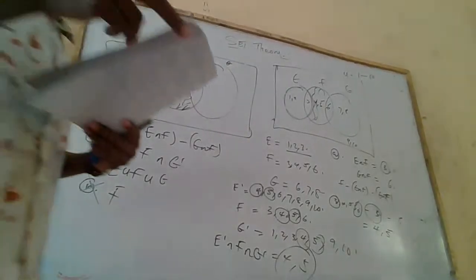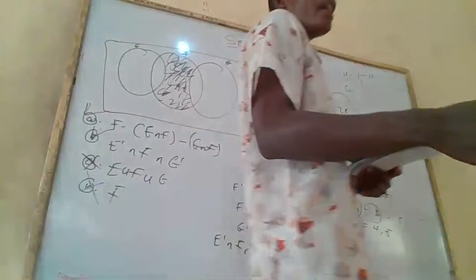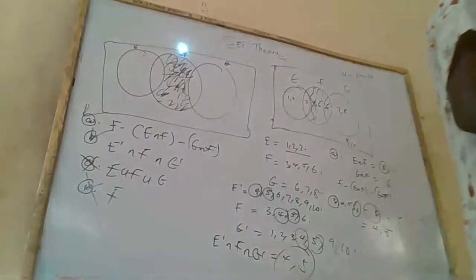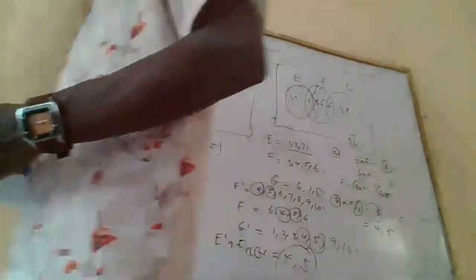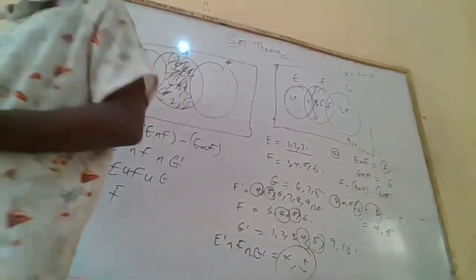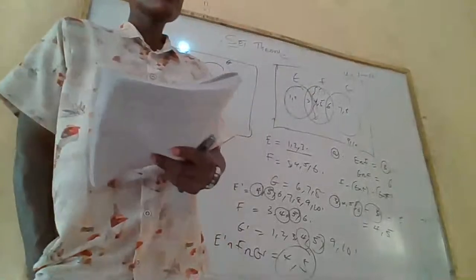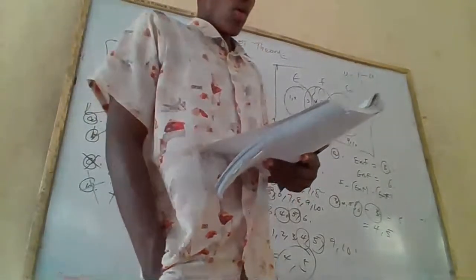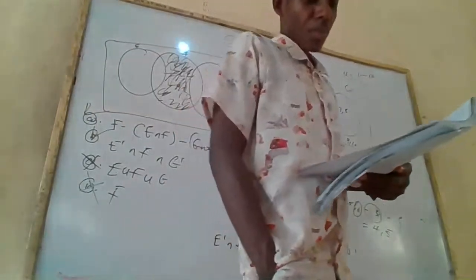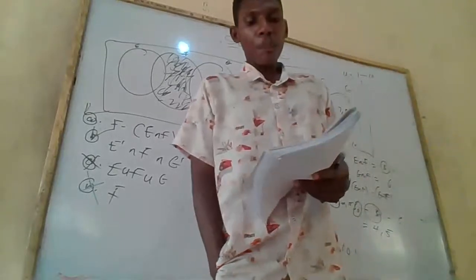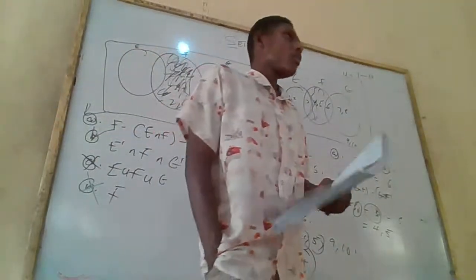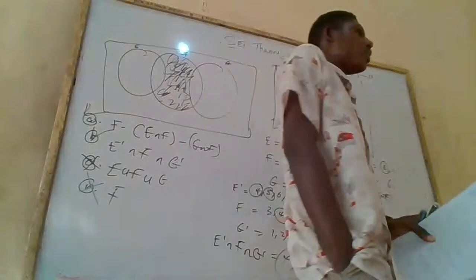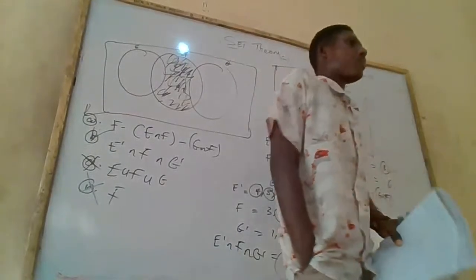Now, I said 3 over 4 studied biology, right? And 3 over 5 studied what? Physics. Are you listening? If each student studied at least one of the subjects. Question number 1: represent the information in a Venn diagram. That's the first thing. Are you there?